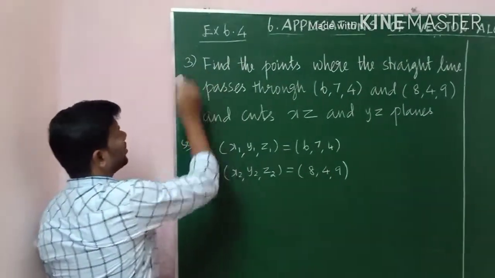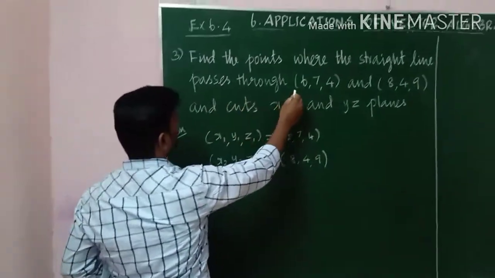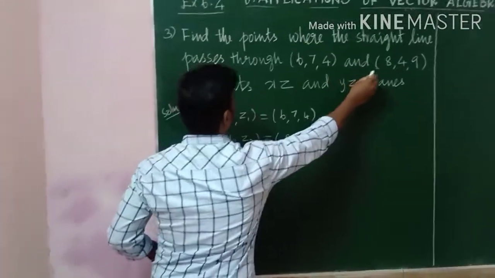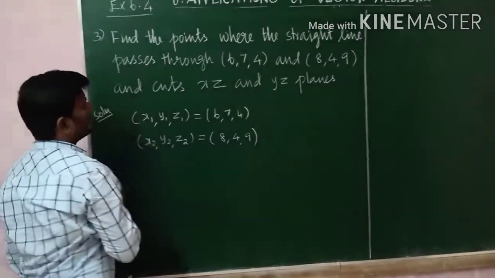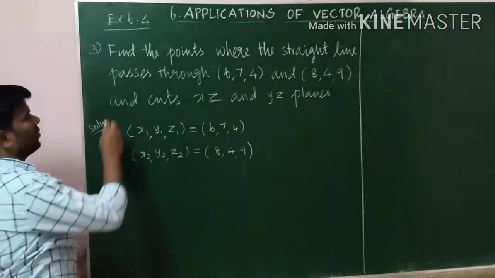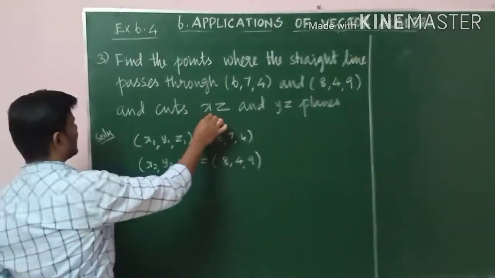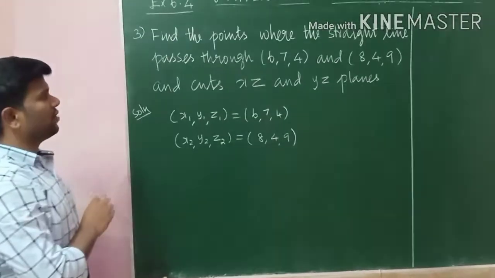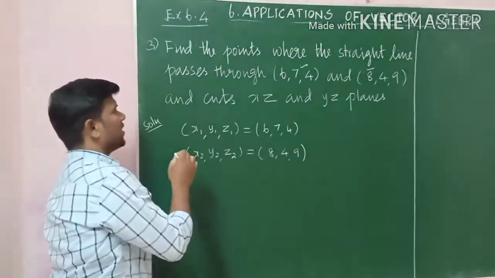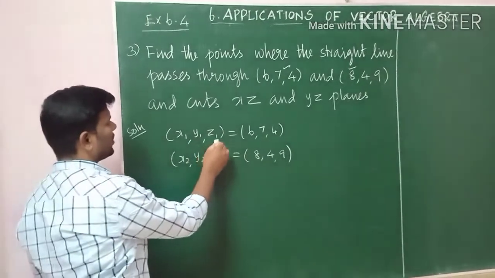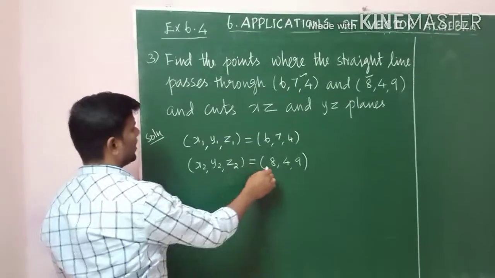Exercise 6.4, third question. Find the points where the straight line passing through 6, 7, 4 and 8, 4, 9 cuts the xz and yz planes. So here we have to find the points where the straight line passing through these 2 points intersects the xz plane and yz plane. So first we will find the equation of the straight line passing through these 2 points. So the first point we will take as x1, y1, z1 as 6, 7, 4 and the second point as x2, y2, z2 as 8, 4, 9.